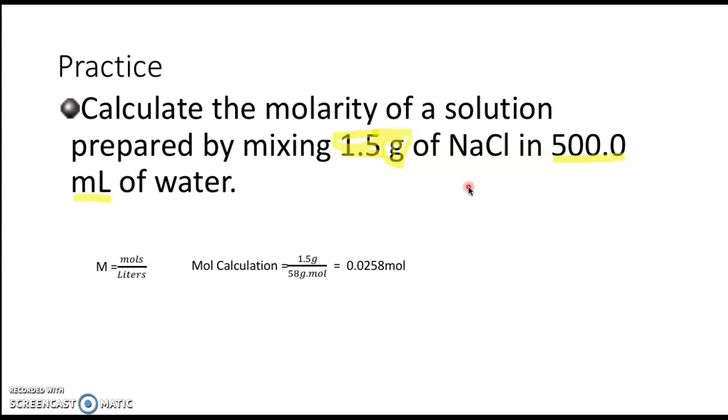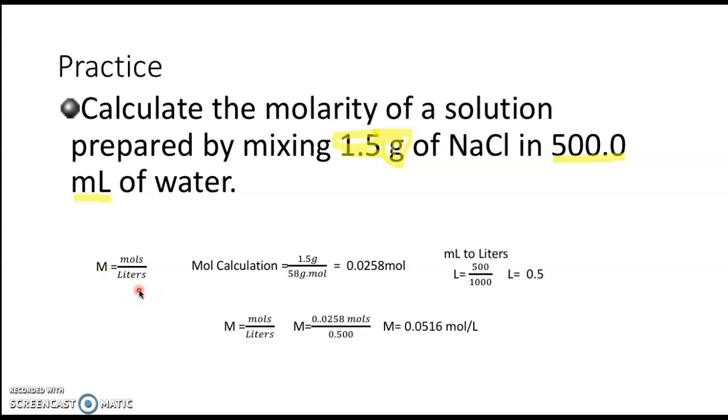So I have my moles. Now I have milliliters, but I need liters. So I'm going to go ahead and divide my milliliters by 1,000 to get my liters. And I get 500 divided by 1,000, which gives me 0.5 liters. So now that I have my moles and I have my liters, I'm going to plug them all in to get my molarity. So my setup should be 0.0258 moles divided by 0.5 liters. And my answer should be 0.0516 moles per liter.